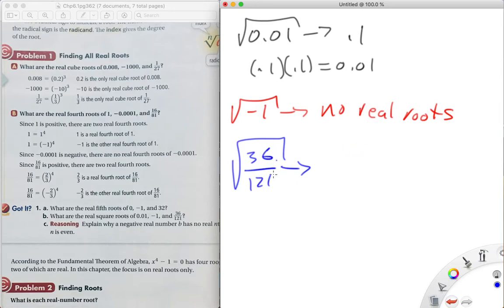When I see something like this, I notice that they're both perfect squares. So I can say that this is square root of 36 over square root of 121, which gives me 6 over 11. So since it's a positive, I can say plus or minus 6/11.